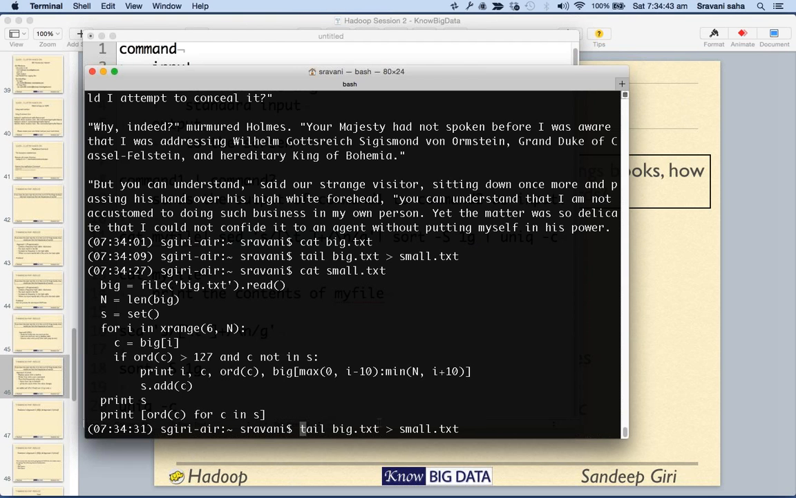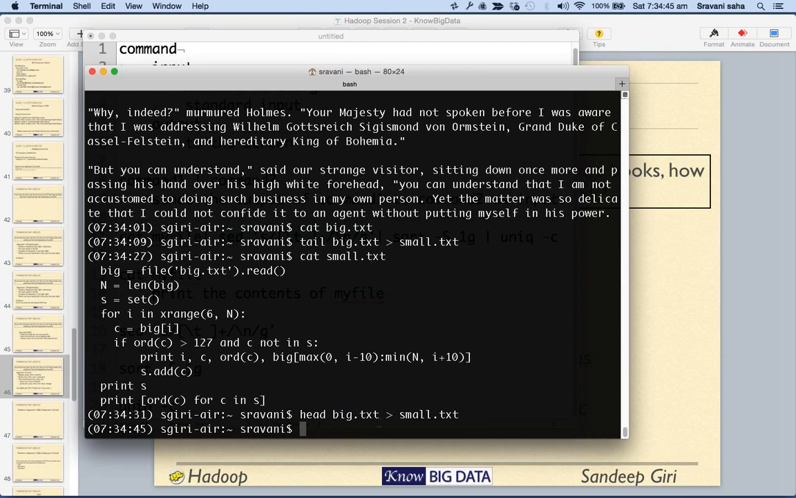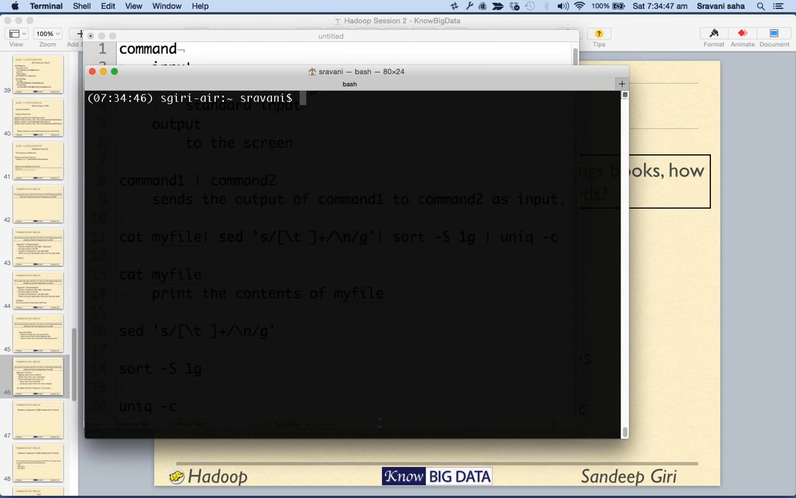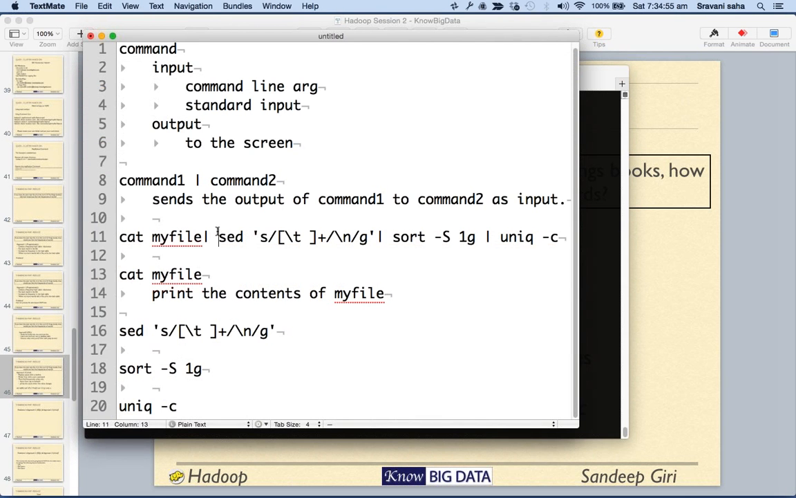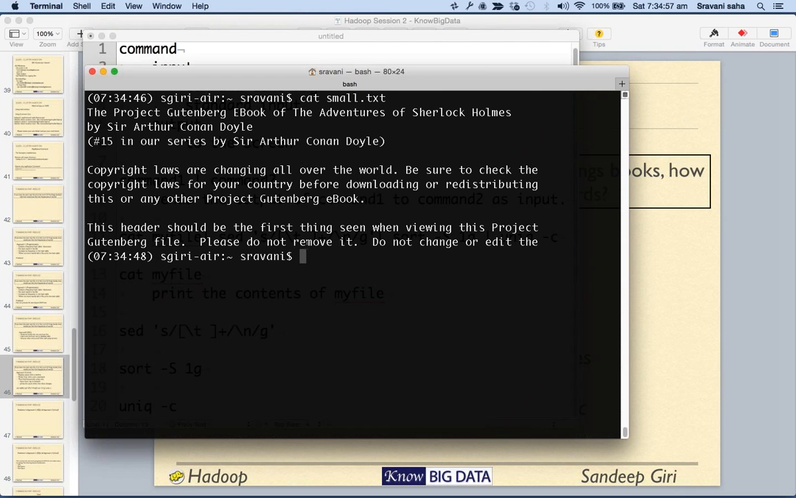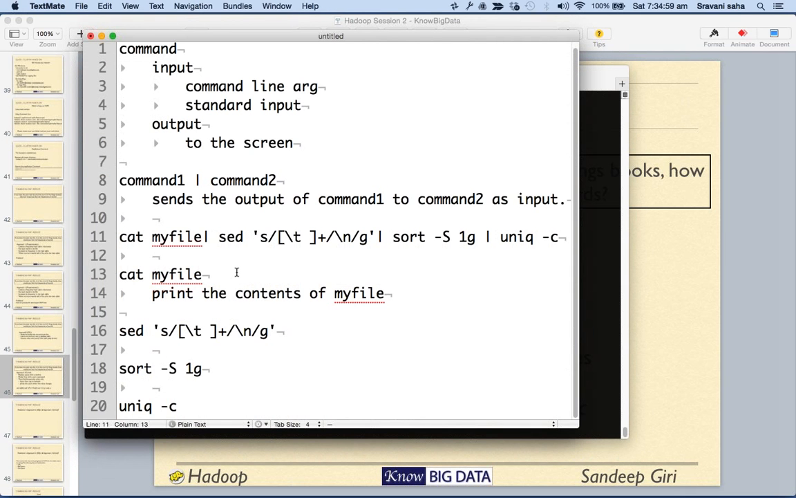All right. So this is what it has, the small.txt. Next, this is the content of the small.txt file. Second is replacing something with something. It basically replaces anything from here with this. Okay. It replaces a pattern with another pattern.